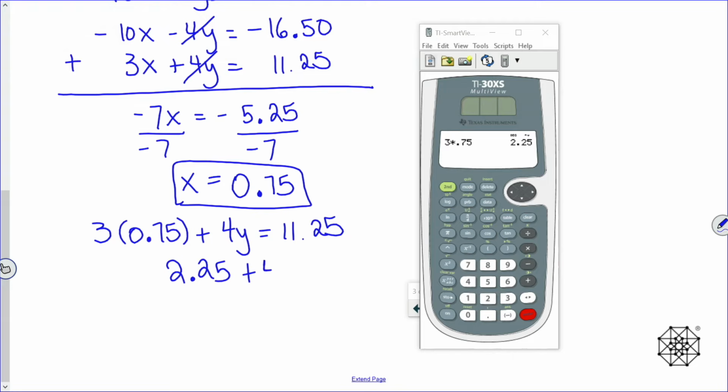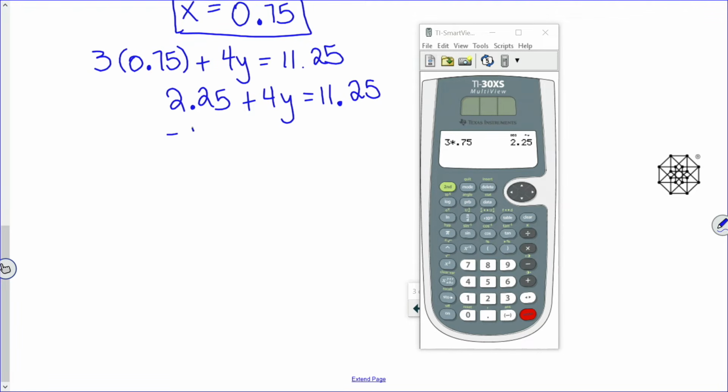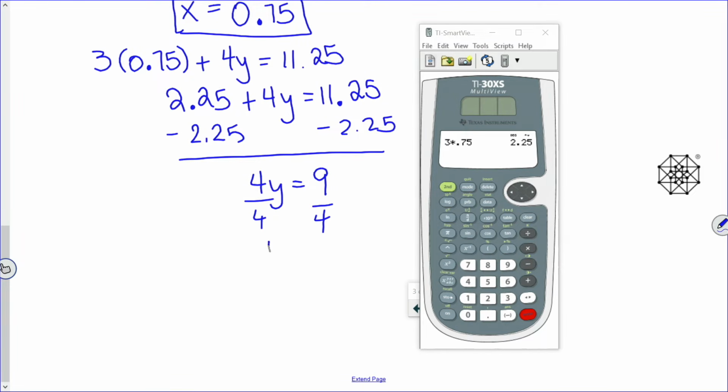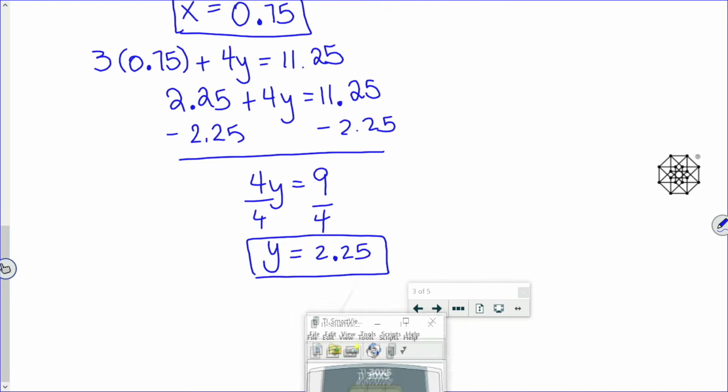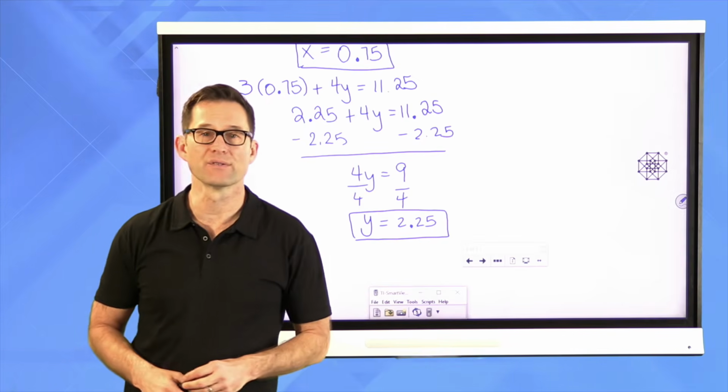2.25 plus 4y is equal to 11.25. Minus 2.25 from both sides. 11.25 minus 2.25 gives me 4y is equal to 9. Divided by 4, and y is equal to 2.25. In other words, one pretzel costs 75 cents and one soda costs $2.25.